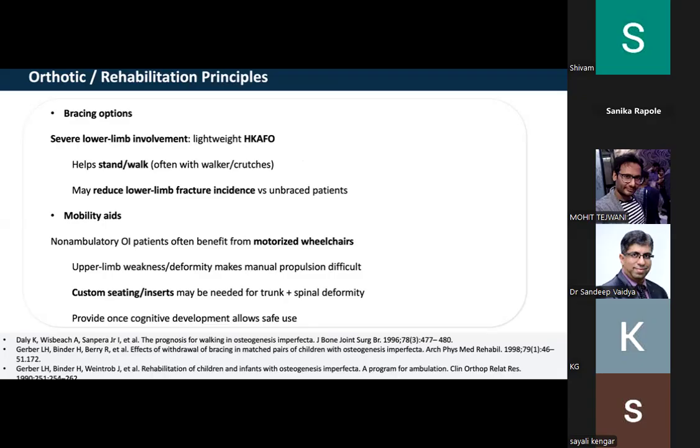risk of fractures. Now, talking about mobility aids, motorized wheelchairs are often ideal because many of these children have normal cognition to use them, but they lack the upper limb strength for manual propulsion. But I do know that in the Indian setting, maybe this is not the choice for a majority of the patients that we see day in and day out.